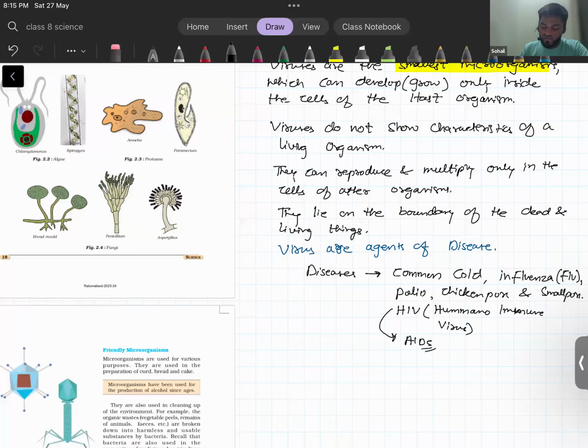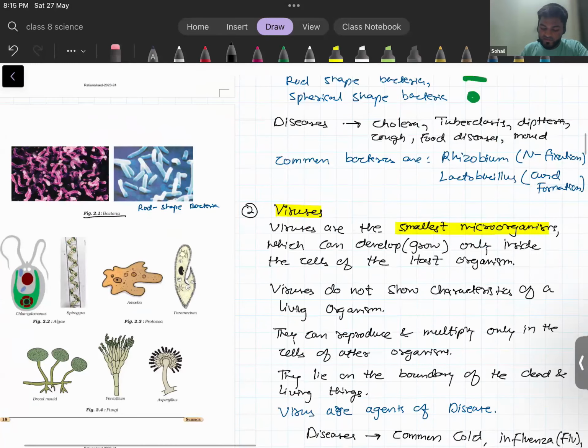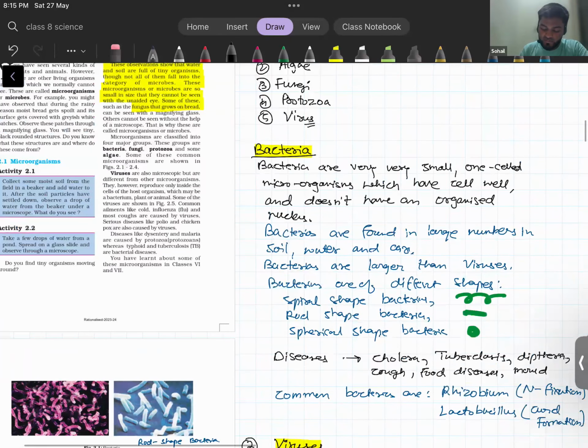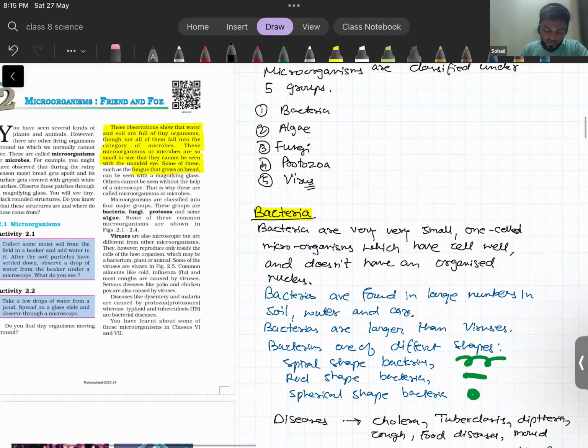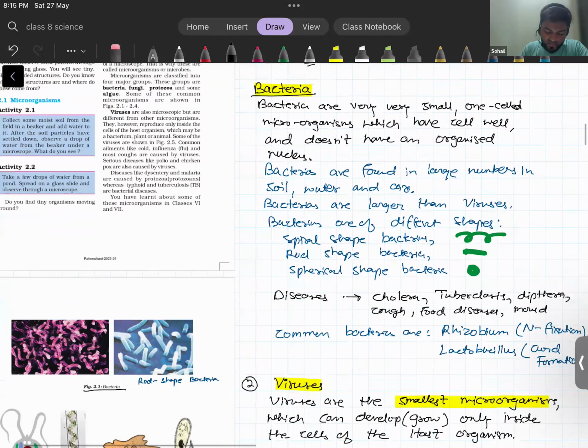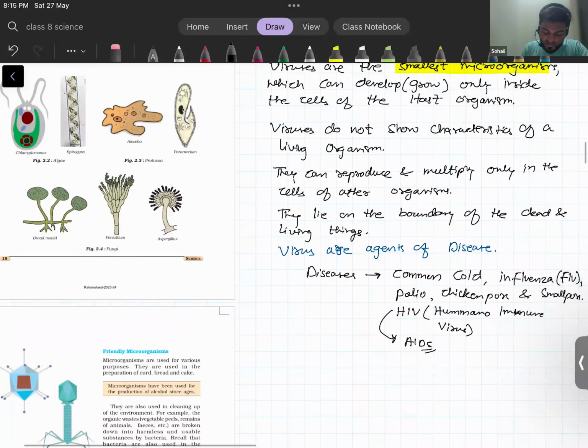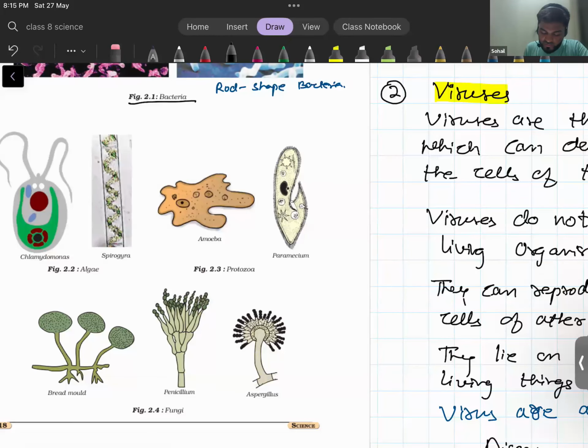Okay. Now we have discussed bacteria and viruses. Next in line, let's talk about protozoans. We can talk about algae as well. Now see the figure here, protozoa.